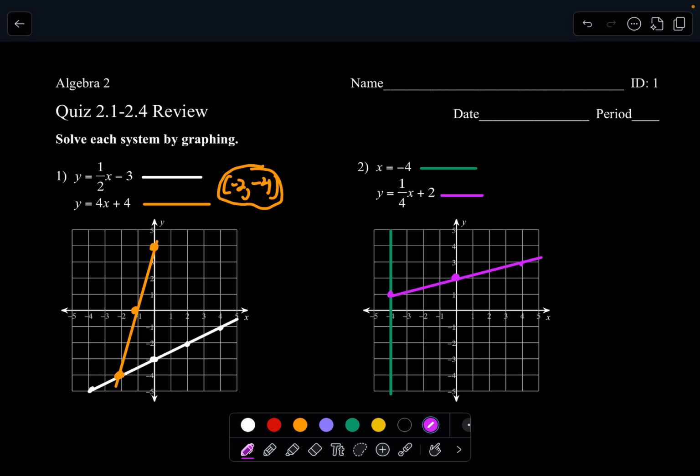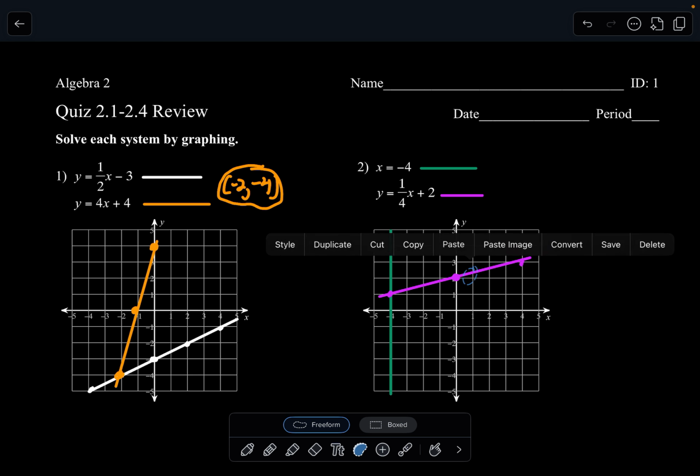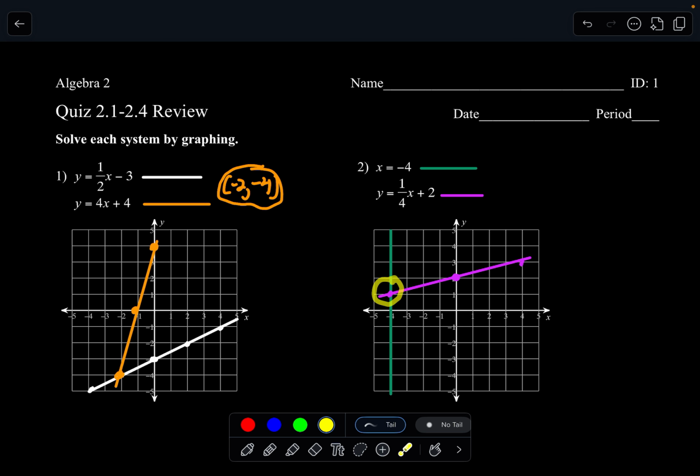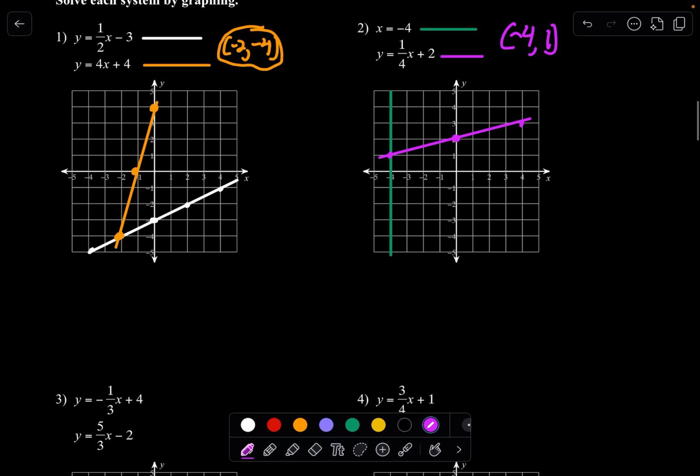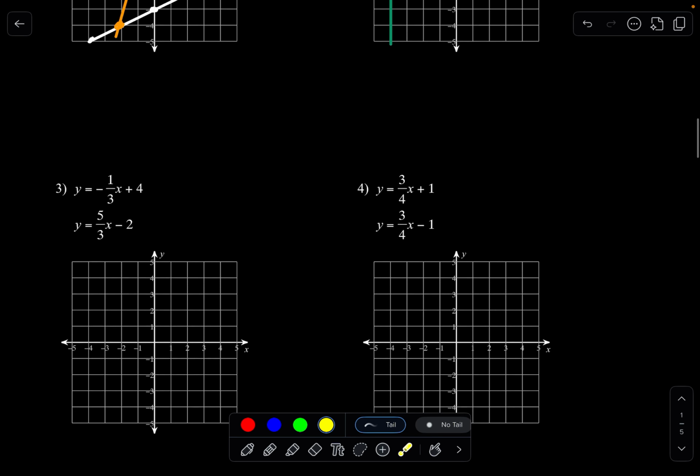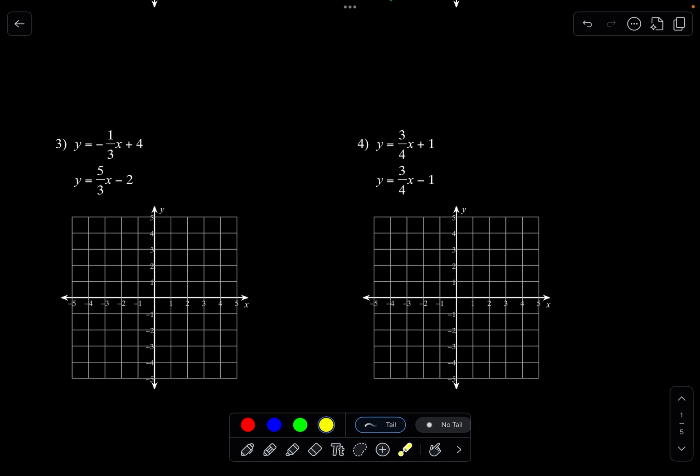Right there. So I'm just going to scooch this down so you can actually see. There you go. So as you can see, the solution is -4, 1. Negativo 4 y 1 for you bilingual folks. All right? Because that's where the lines cross. Okay, moving on to number 3.